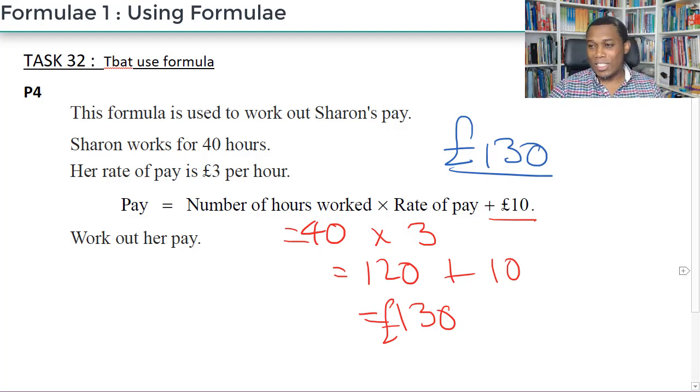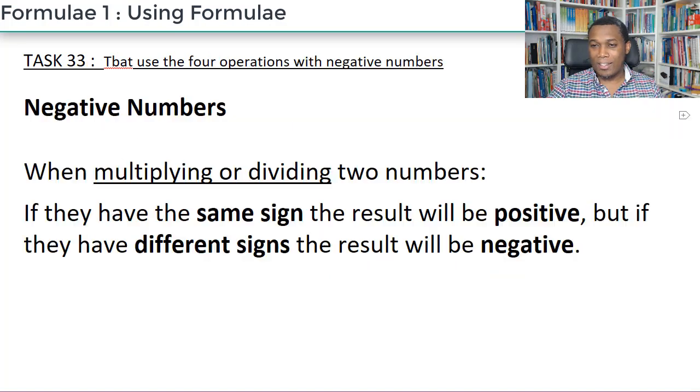Now what we want to do, let's review negative numbers. Let's start with a review of negative numbers. And that key idea: when you're multiplying or dividing two numbers, if the signs are the same, the answer is going to be positive. If the signs are different, the answer is going to be negative. Really, really important idea.